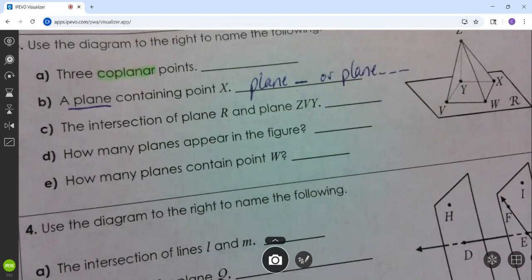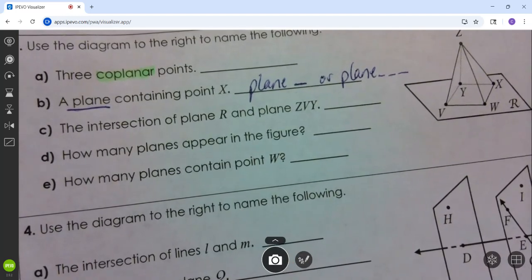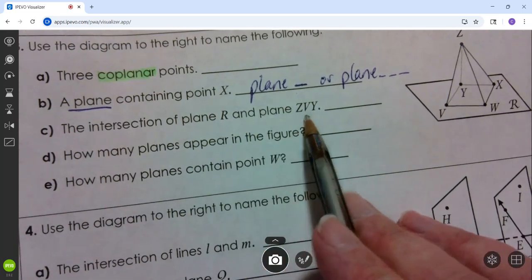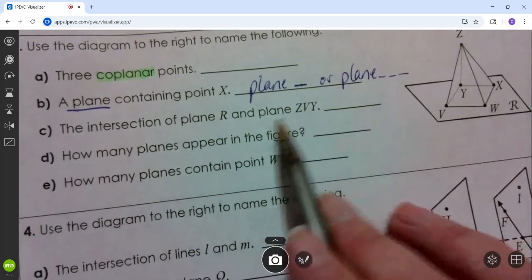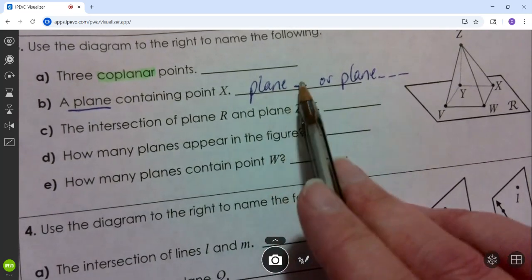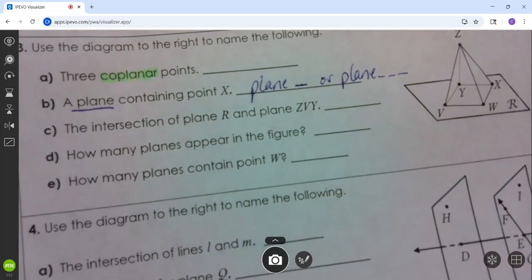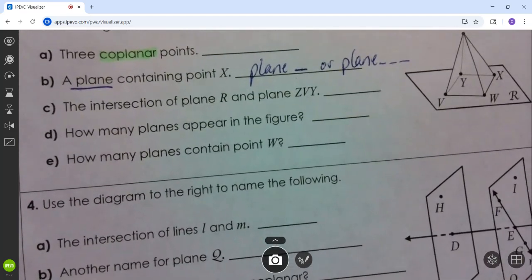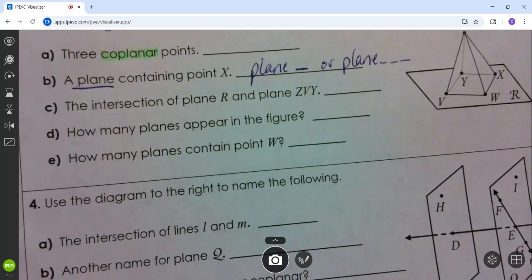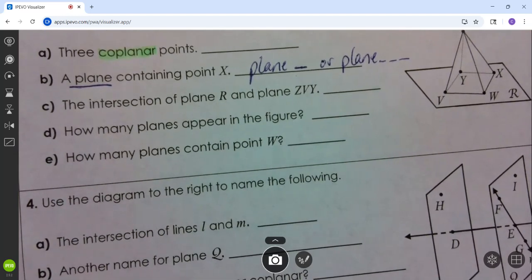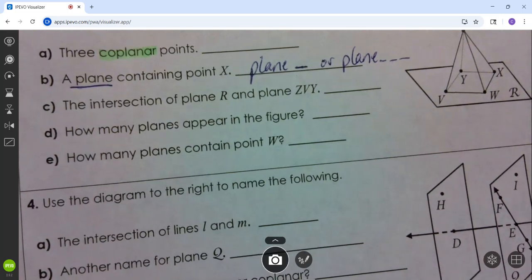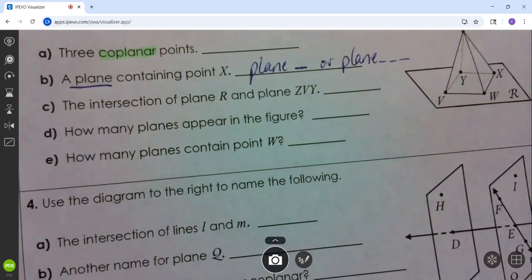The intersection of plane R and plane ZVY. See, there's an example. You could say plane ZVY, right? Or you could say plane and whatever its capital letter is that's not a point. Excuse me. Okay, so the intersection of plane R and plane ZVY. Okay, well, we know that the intersection of a line and a plane is a point, and the intersection of 2 lines is a point. So let's look here. What's formed?